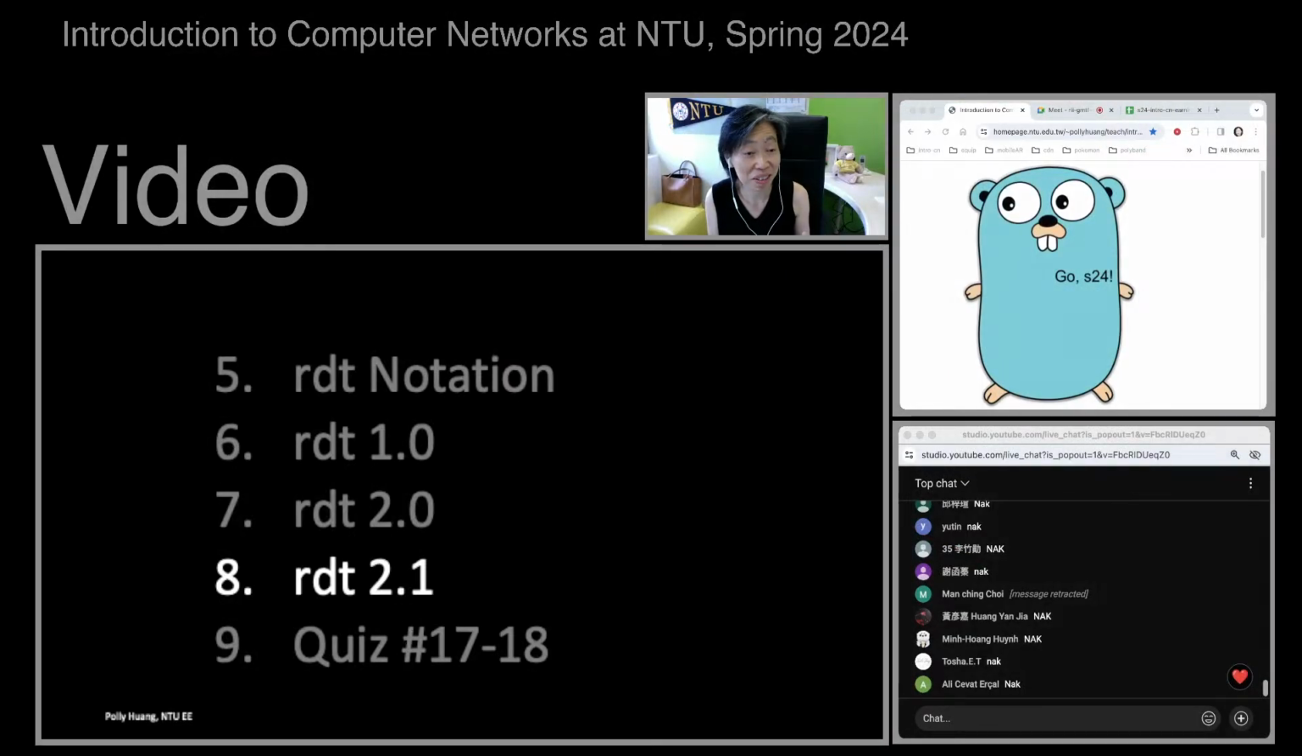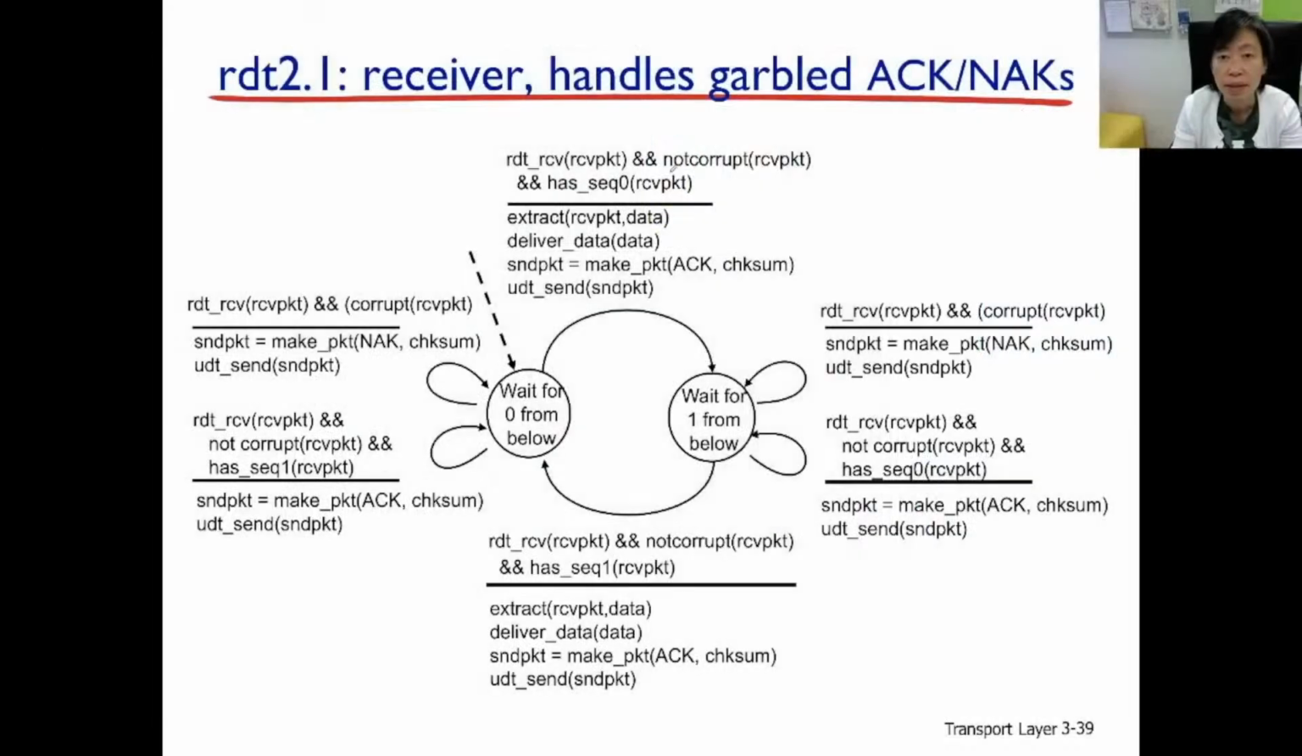All right, so that was the sender. I hope it's not so bad. The receiver is similar. You have twice the amount of states. Okay, let's check that out. And this is the receiver of RDT 2.1. You see similarly the number of states and transitions also doubled.